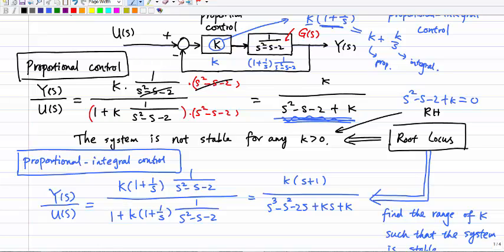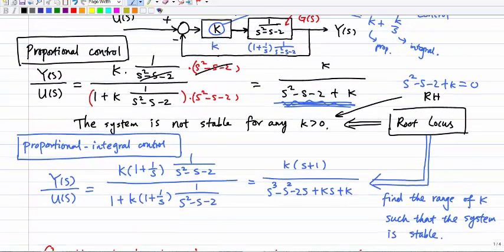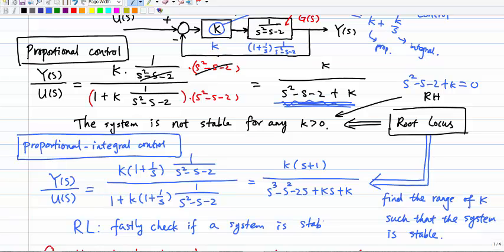When you have the proportional integral control, you can do the same way. I can write this form, right? This can be written in this form. Now for this one, we can find a range of k such that the system is stable. So what this tells us is that by using a root locus, you can quickly check if a system is stable for all positive k, generally speaking.